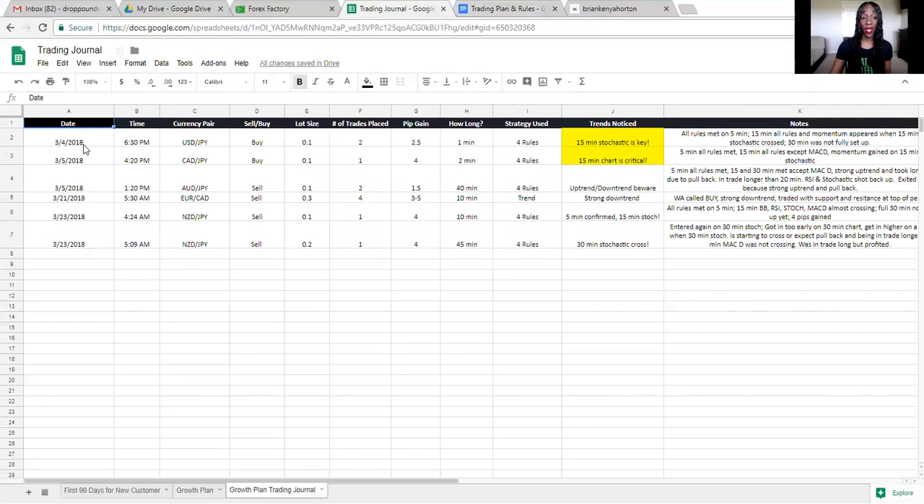I get into a trade, and for example, I put the date, I put the time, I put the currency pair, whether it's a sell or a buy, the lot size, the number of trades that I place. So for example, if you're doing twin trading, or let's say I enter into USD JPY, but I enter it twice, then I will put 2 right there.